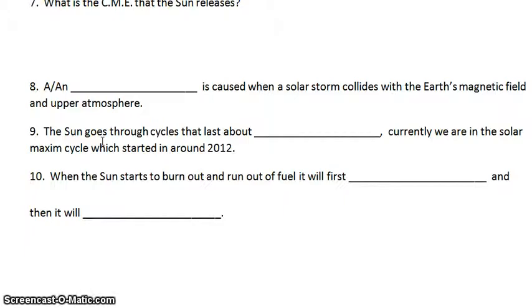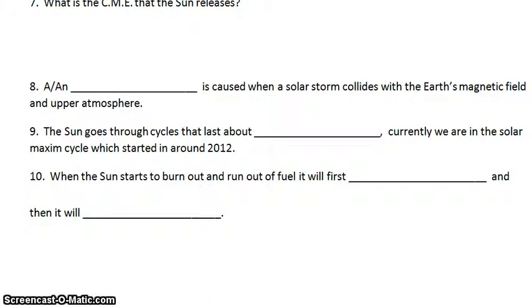And question 10, when the sun starts to burn out and run out of fuel, it will first shrink and then it will grow. So the sun is going to start to shrink or shrivel up, and as it does that, that immense gravity is going to create burning helium in its core, which will then allow it to grow as a red giant, and it will swell up and expand before it dies off.